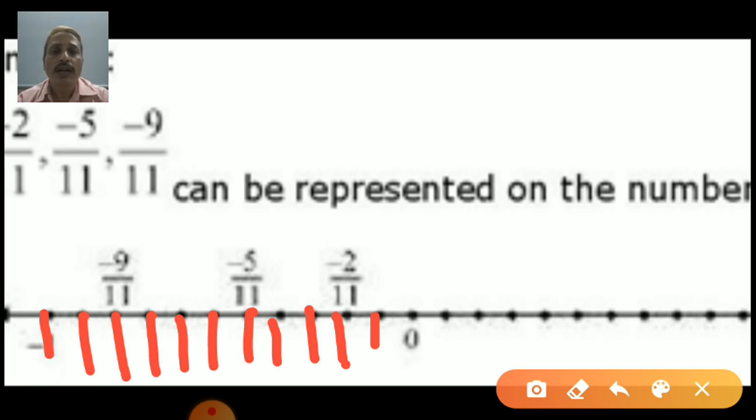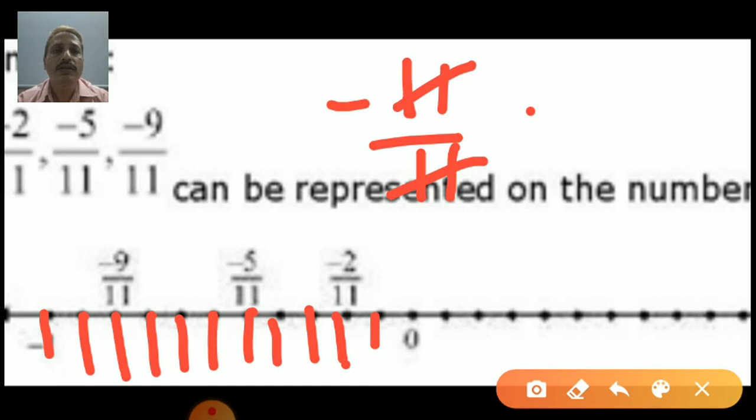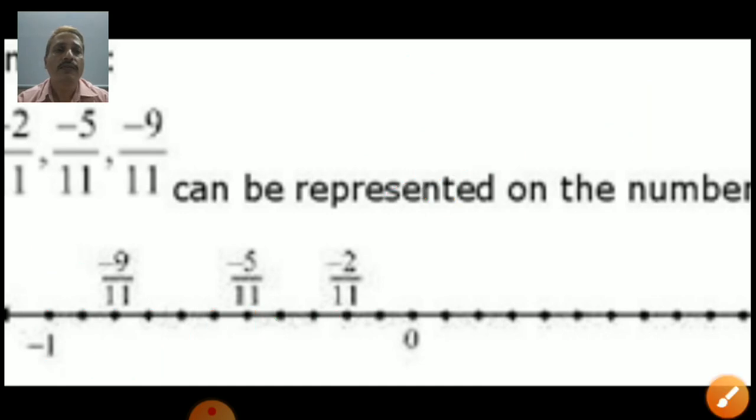Yes student, 11 cut means minus 11 upon 11. Minus 11 upon 11, do you know what the answer is, student? Yes, 11 ones are 11, that's minus 1. So in place of minus 11 upon 11, you can write here minus 1. Now represent the jumps.